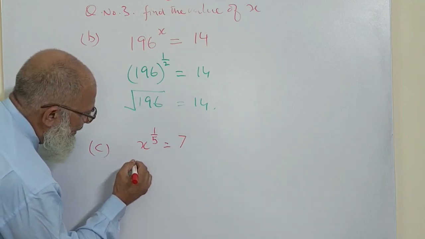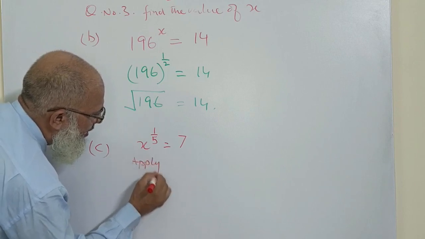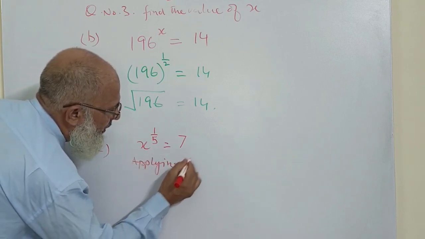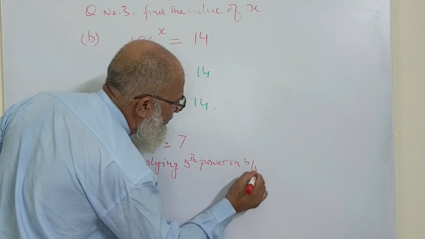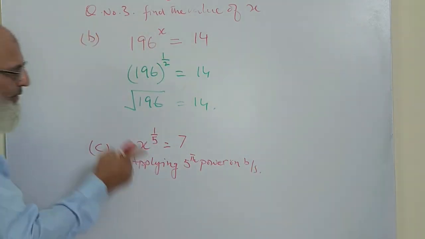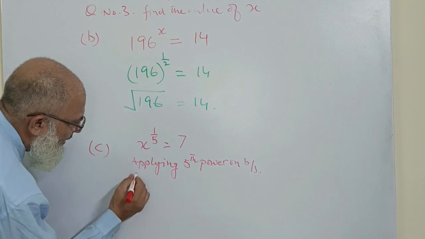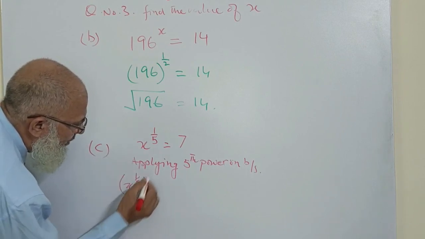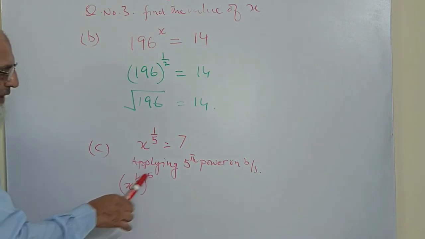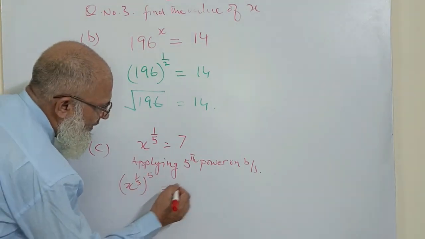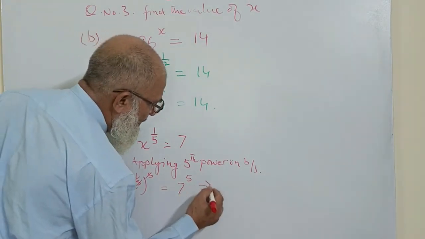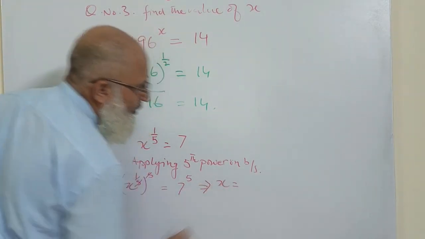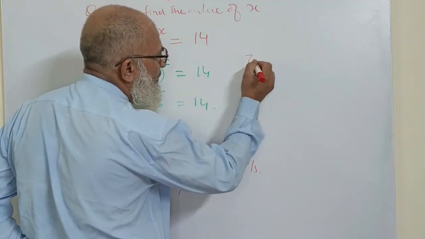Now applying fifth power on both sides. What does it mean? It means that we'll just do it like this. Power 5, we have applied fifth power, and 7 like this. So this will cancel this one. It will become x is equal to 7 times 5 times 7.